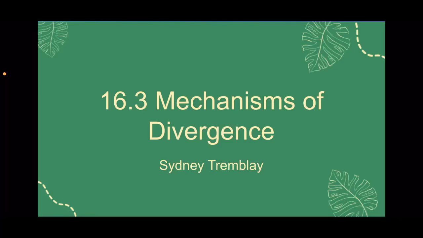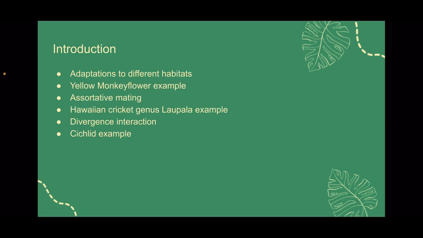Section 16.3 Mechanisms of Divergence. Introduction. I'll be going over adaptations to different habitats, followed by an example of the yellow monkey flower, assortative mating, followed by an example on the Hawaiian cricket genus Laupala, divergence interaction, and a cichlid example.